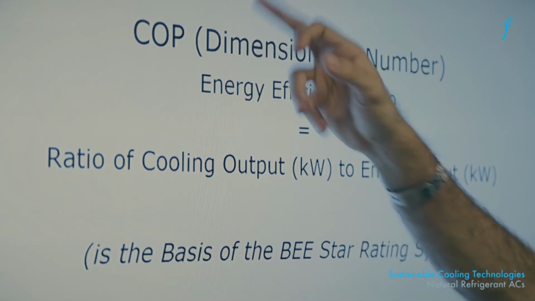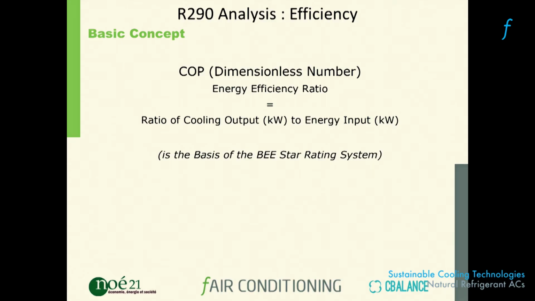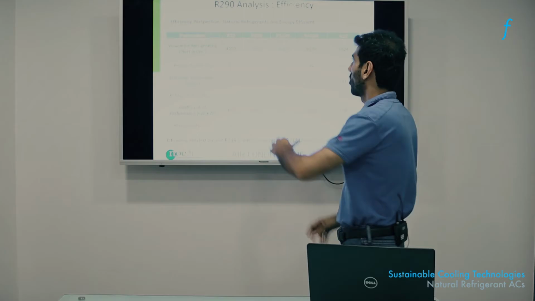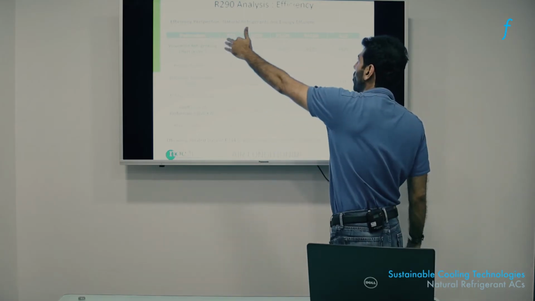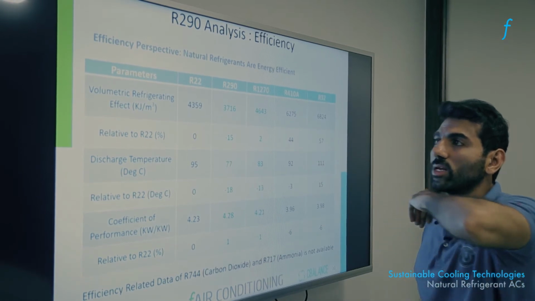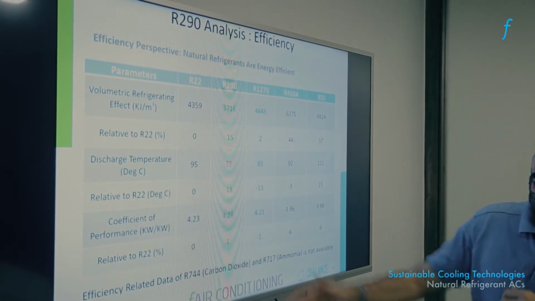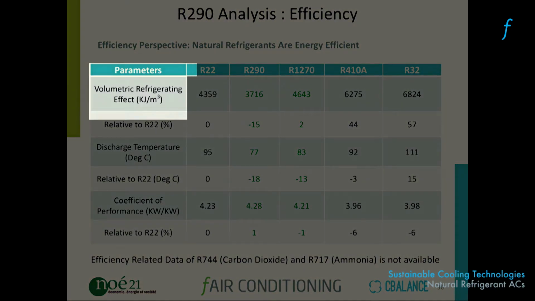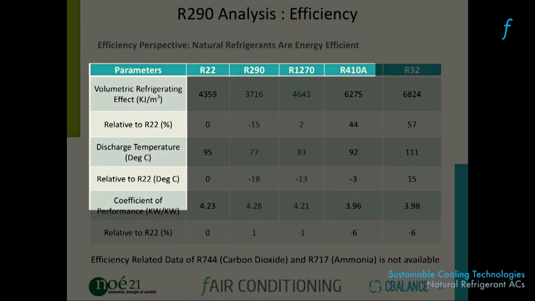Now let's look at the COP of R290 as a refrigerant compared to the conventional business as usual refrigerants. This is shown in the chart here. Let's first demystify what this chart is trying to tell us. On this axis here, you will see all the conventional refrigerants that we've already visited in the past. And here are the physical and chemical properties of this refrigerant as you go down the rows. The first one is the volumetric refrigerating effect. We will come to this a little bit later.